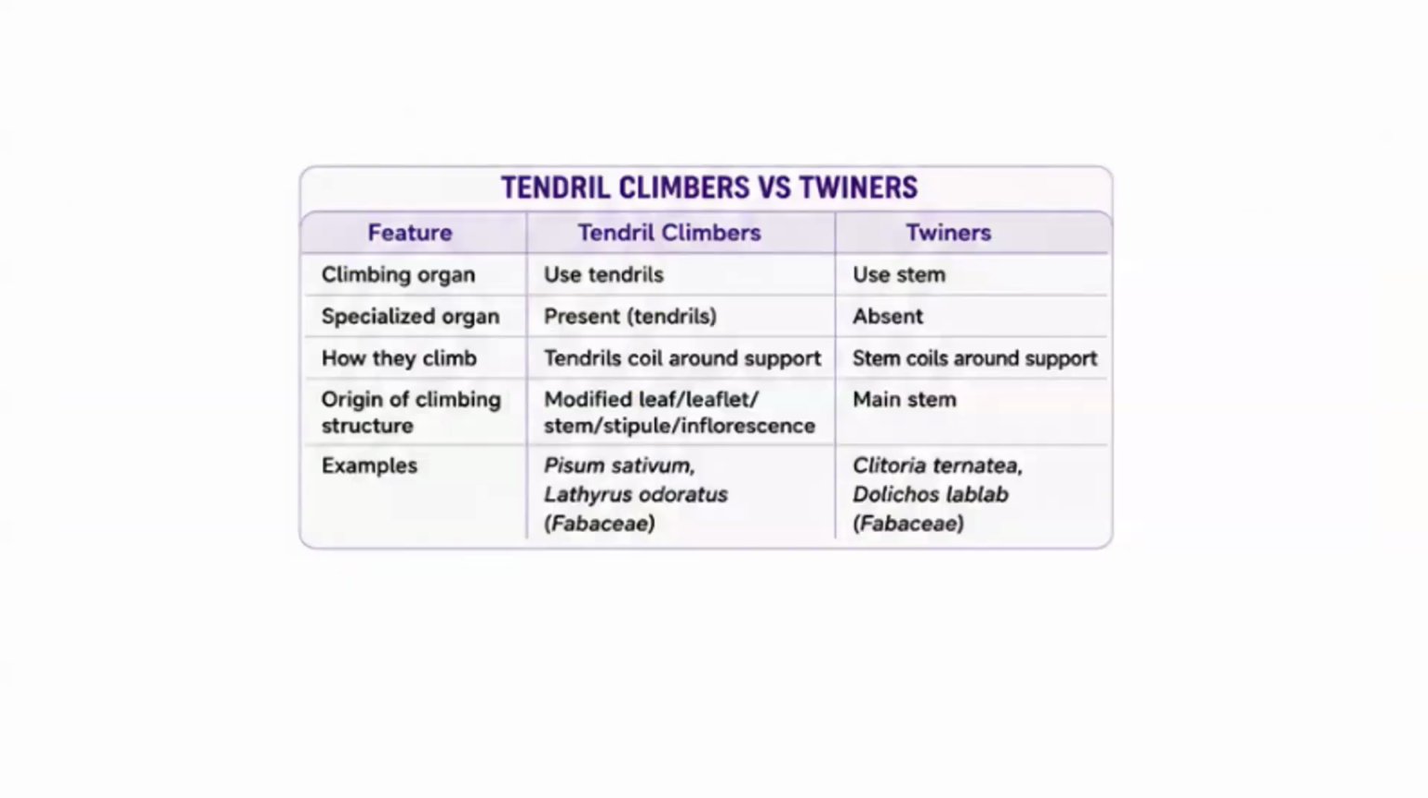So let us see the comparison between twiners and tendril climbers. Twiners will use the stem. They will not have any specialized organs and the stem will coil around the support, and generally the climbing structure is the main stem itself only. But in case of tendril climbers, they will use tendrils. Tendrils are present and the climbing structure is not the main stem. It is either leaf or leaflet or stem or stipule or inflorescence.